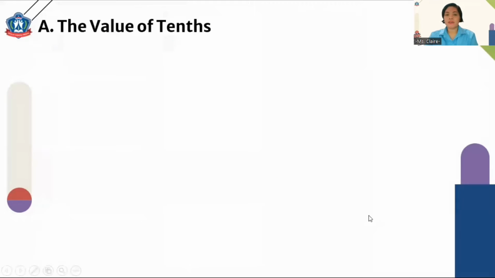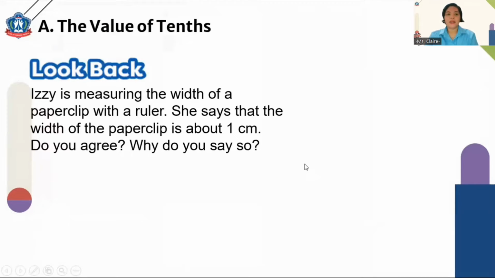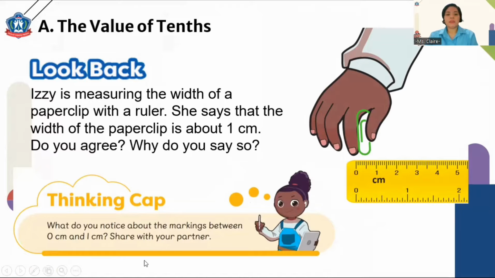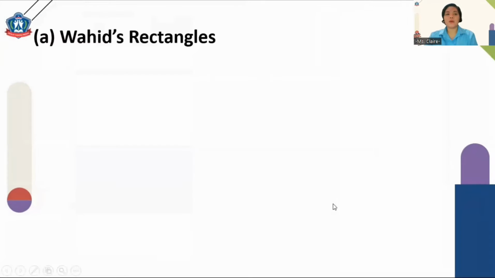Okay, let's start with the value of tenths. Take a look here. Easy is measuring the width of a paper clip with a ruler. He says that the width of the paper clip is about 1 centimeter. Do you agree? So the length of the paper clip is 1 centimeter, is it? What do you notice about the markings between 0 and 1 cm? Yes, there are small markings between 0 and 1 centimeter. During our class, please bring your own ruler, okay, children?